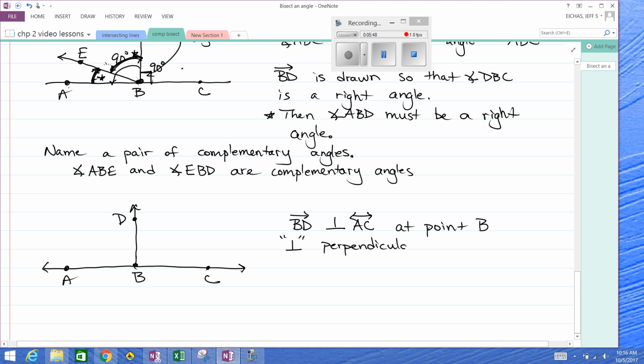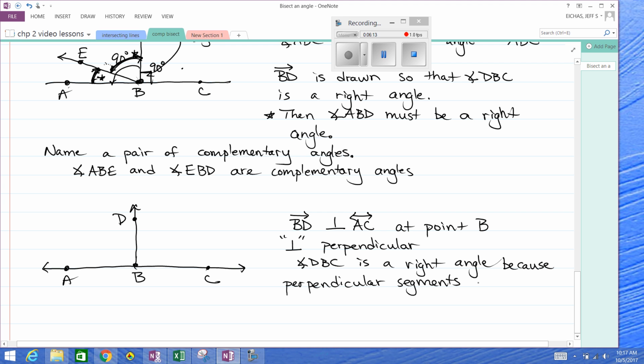That kind of means you're going to get a right angle. So that means angle DBC is a right angle. And we'll give a reason here this time, because perpendicular segments form right angles.